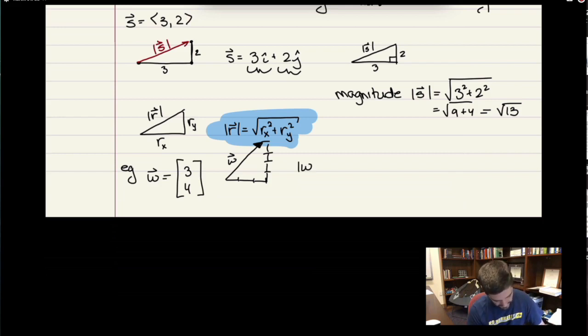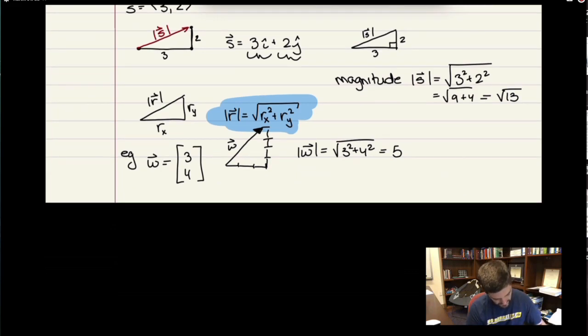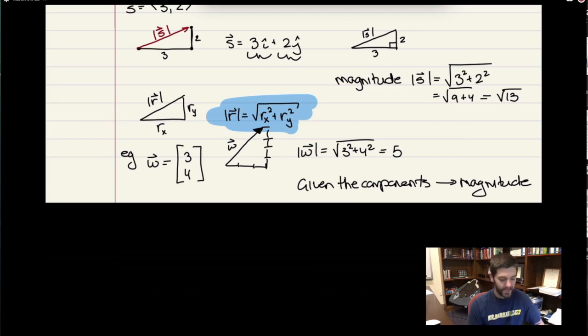And I could ask, what is the magnitude of this vector? In that case, it is just 3 squared plus 4 squared, all in the square root. This is a 3, 4, 5 triangle. You can convince yourself this evaluates to 5. So these are examples of, given the components, this tells you how to get the magnitude. Tell me how big the vector is in each dimension, I'll just do Pythagorean's theorem, and I'll tell you how long the vector itself is.